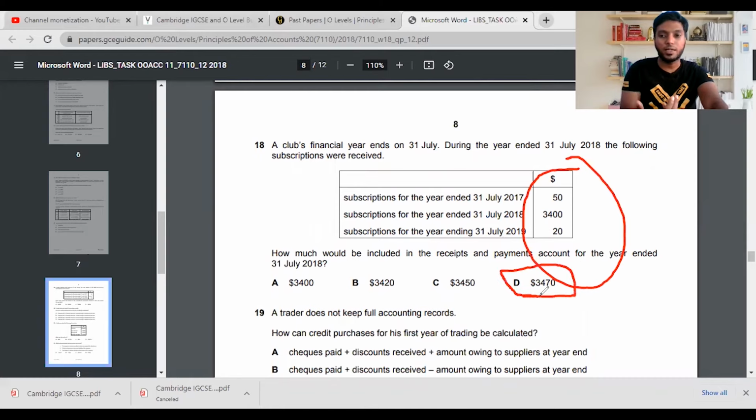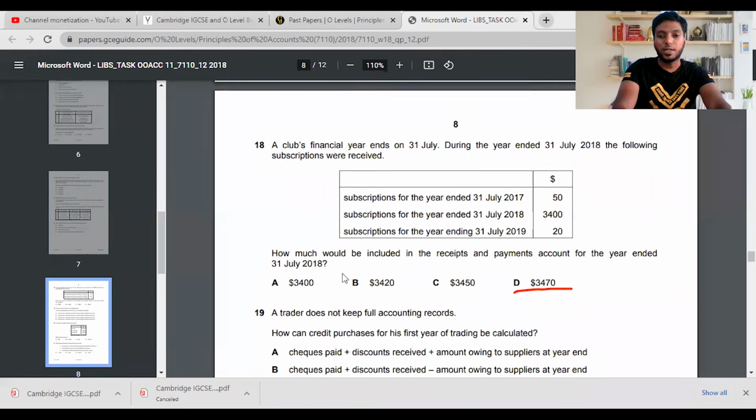The reason I didn't take 3,450 excluding 20 is that you could have said 3,400 plus 50 is the accrued balance, and we could have taken 3,450 rather than 3,470, with 20 as a prepayment. Remember guys, prepayments and accruals are only considered when you're doing income and expenditure, not receipts and payments. So they're asking about a receipts and payments transaction, and for that you should take the entire amount you are receiving in the sum. So the answer is D. Then we'll move on to the 19th part of the sum.